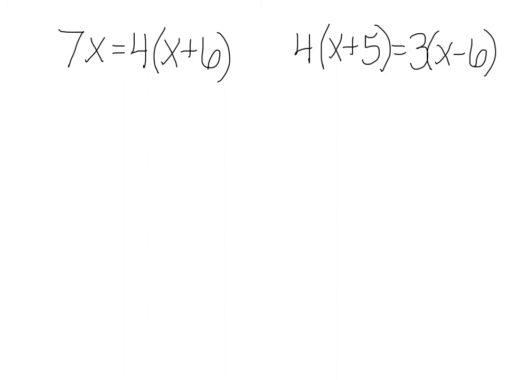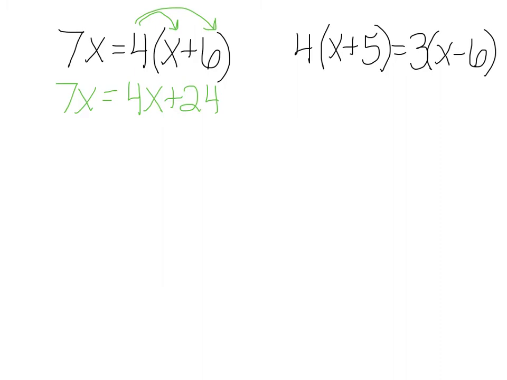So in this first problem, I see that I have 7x equals 4 times x plus 6. I see the parentheses here, and I know I can do the distributive property, so that is the first thing I'm going to do. I'm going to leave this side alone. We have 7x equals 4 times x is 4x, and 4 times 6 is 24.